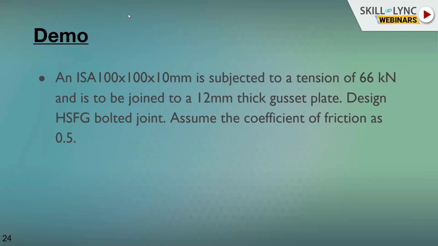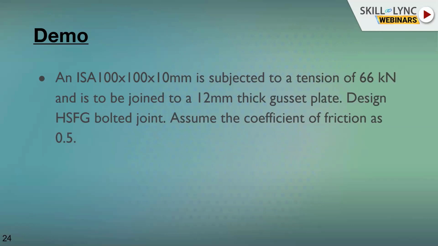I'm going to assume the coefficient of friction as 0.5. Usually this value varies from 0.3 to 0.7 at the maximum. It will not go below 0.3 and it will not go more than 0.7. You can assume it directly if it is not given, or if it is given, you can use it. So how are we going to provide this? Let's look at the next slide.